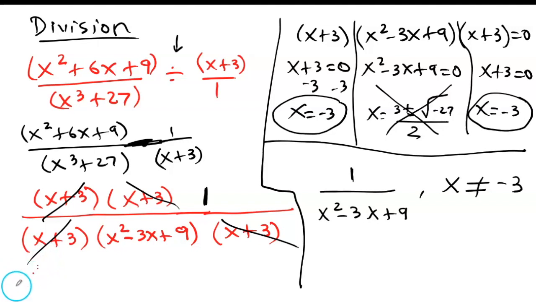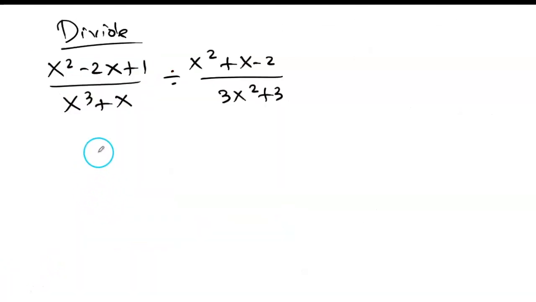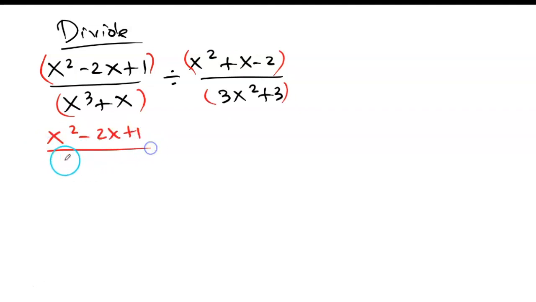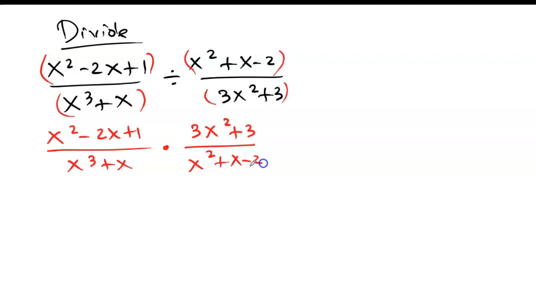Let's do one more. So let's divide this one now. We have this divided by that. Let's put parentheses to make sure that we don't make mistakes. Alright? So keep, change, flip. And then we factor. So x squared minus 2x plus 1 over x cubed plus x. Keep, change, flip. The bottom goes to the top. The top goes to the bottom. And now you're thinking, how can I factor each one of them, right? Factor, factor, all of them.